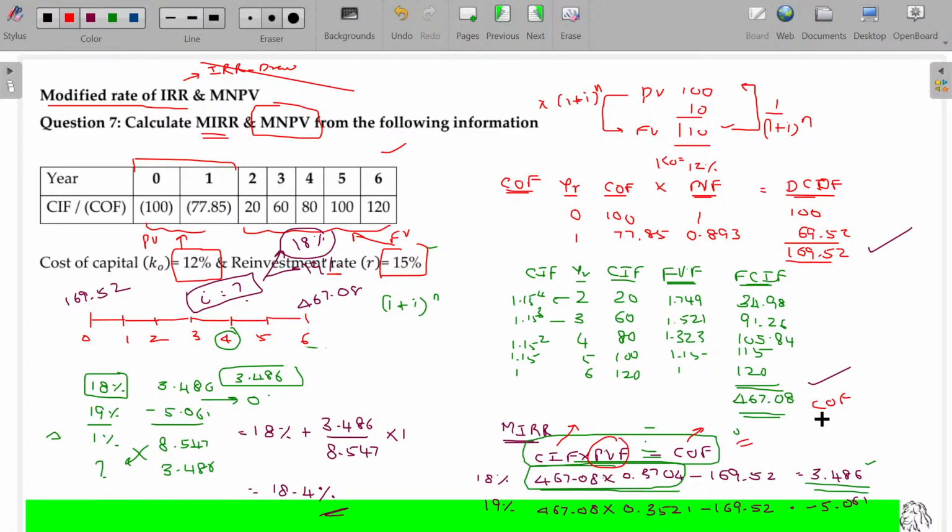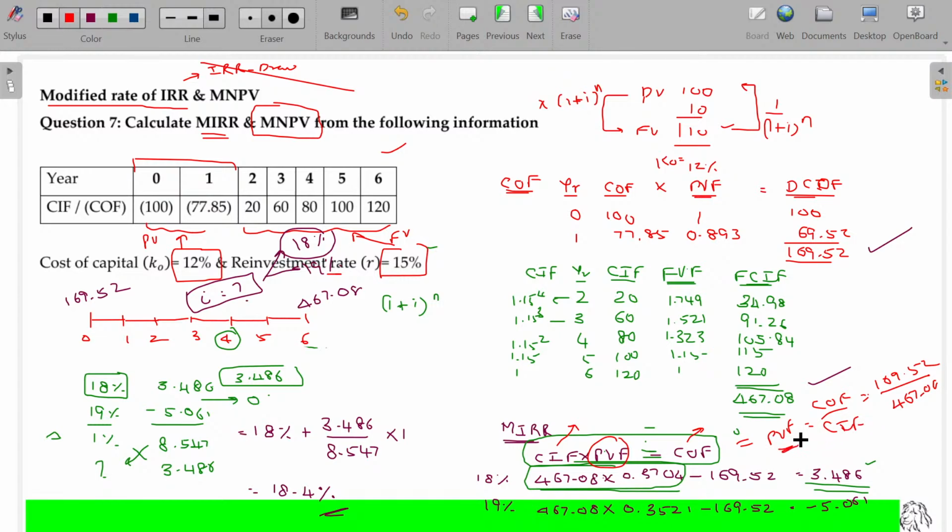Then cash outflow divided by cash inflow is equal to the PV factor. Cash outflow being 169.52, divided by cash inflow being 467.08. You can find out the missing data like this.